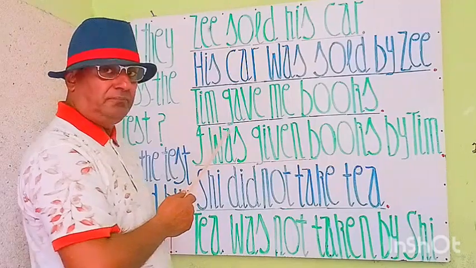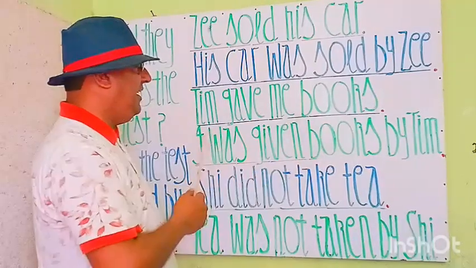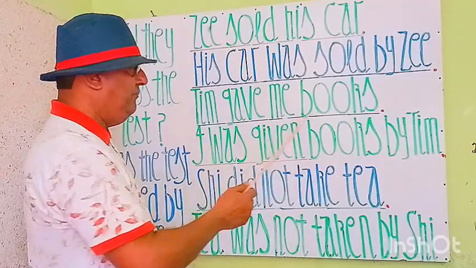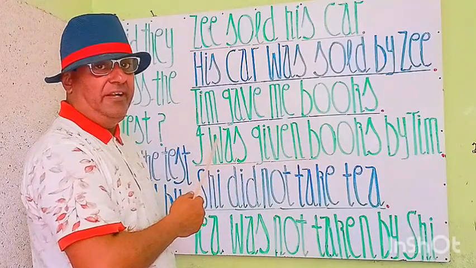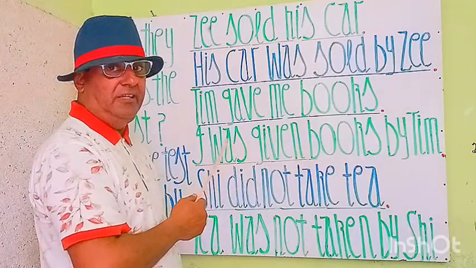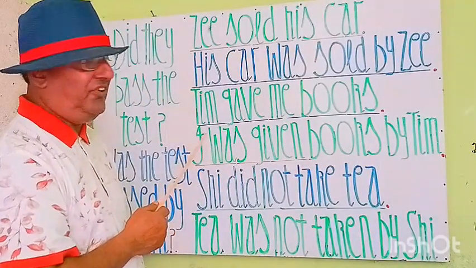Next one is, this is active statement. Tim gave me books. Tim gave me books. There are two senses in Urdu translation.